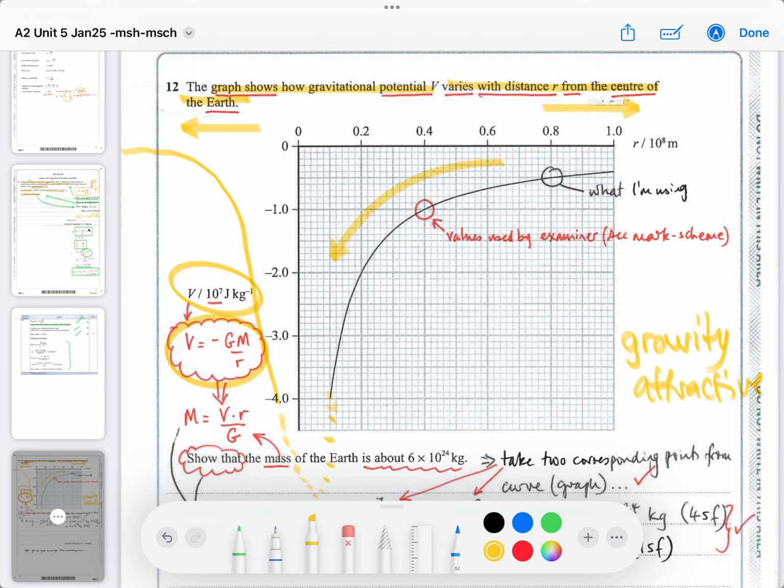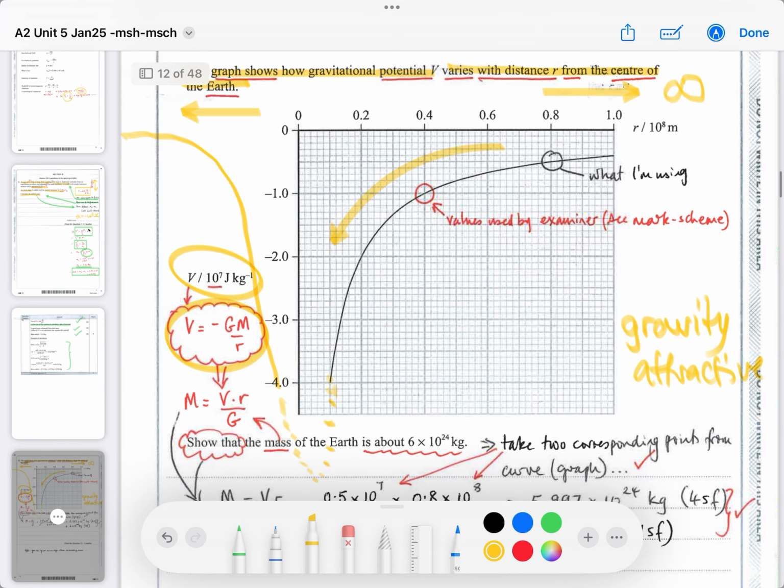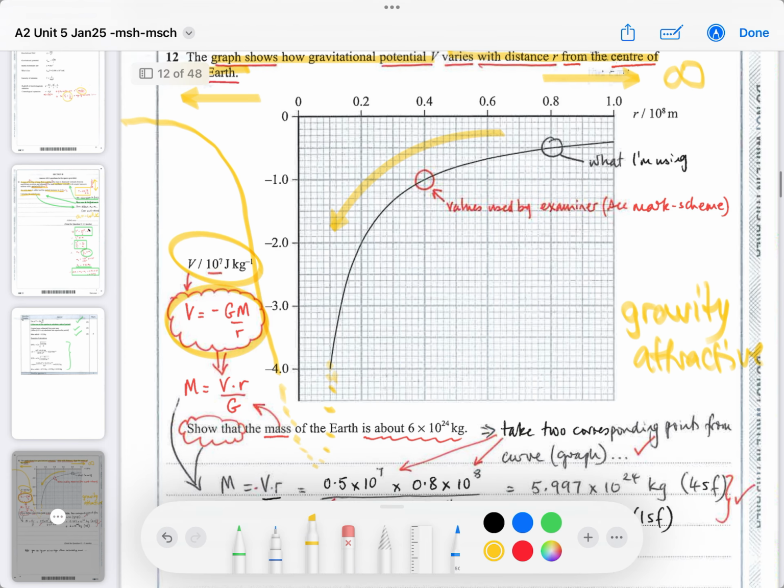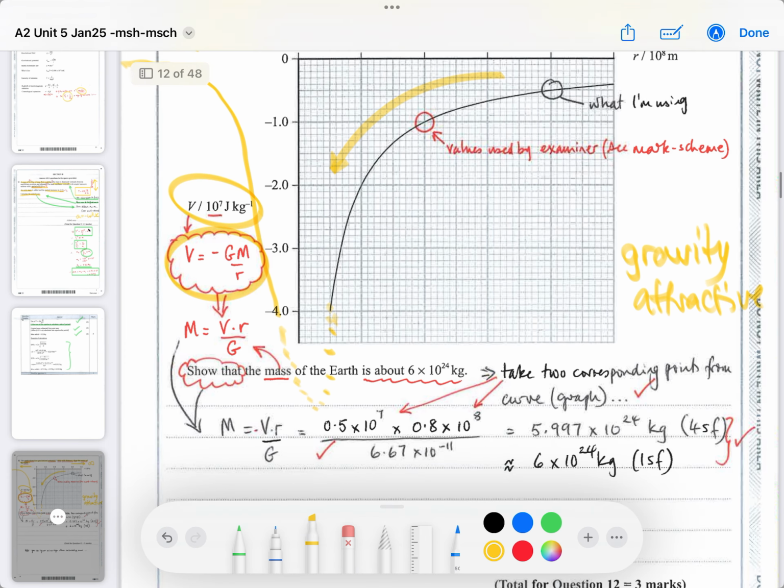And the only place where gravitational potential is zero is if you actually go to infinity, where r, the denominator, will be very, very large. So V will become zero. So that's the only place where gravity doesn't have a value. Everywhere else is negative because zero is greater than negative. Okay, so hope that helps you.